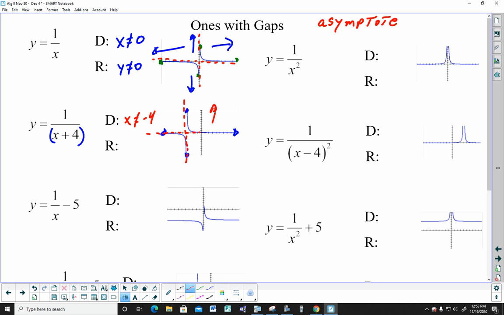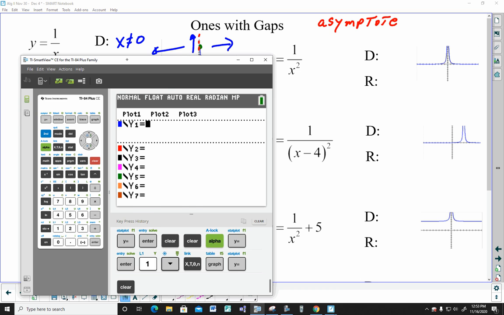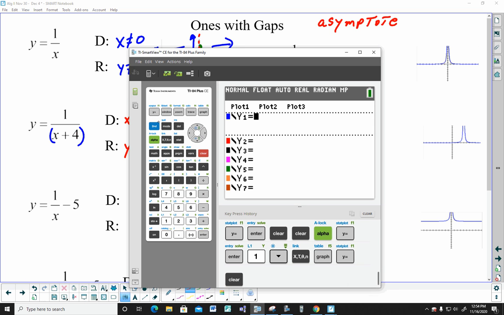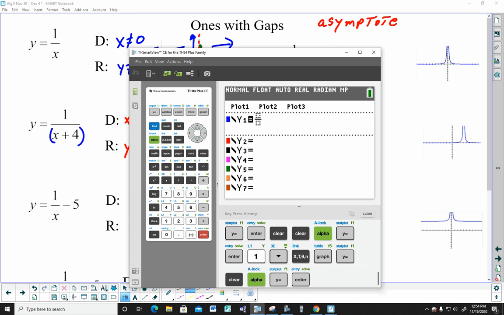Range, can it go as high as it wants? Yes. As low as it wants? Yes. But as you move up to down, there's this gap, this asymptote at 0. So y cannot be 0. Okay? I'll type this one in to show you, to make sure you're seeing how to type it in. So y equals, clear. If you use this alpha y equals, enter, a 1, come to the bottom, x, now I need to get out of that fraction and do subtract 5, so you arrow to the right, -5. Okay? Graph.